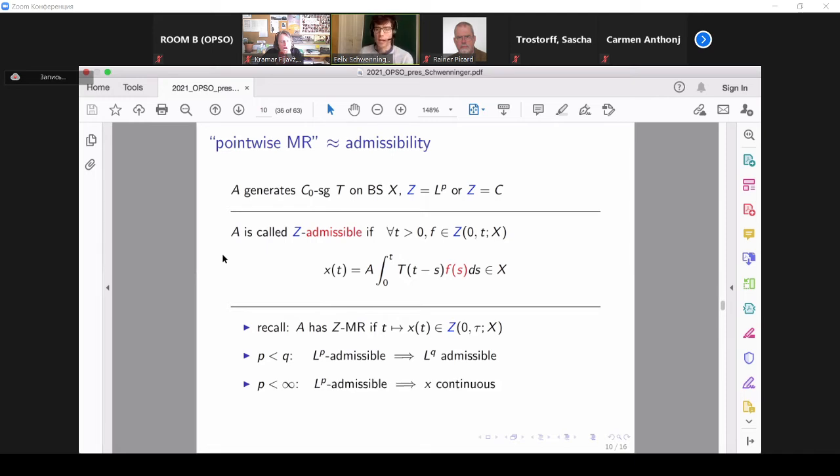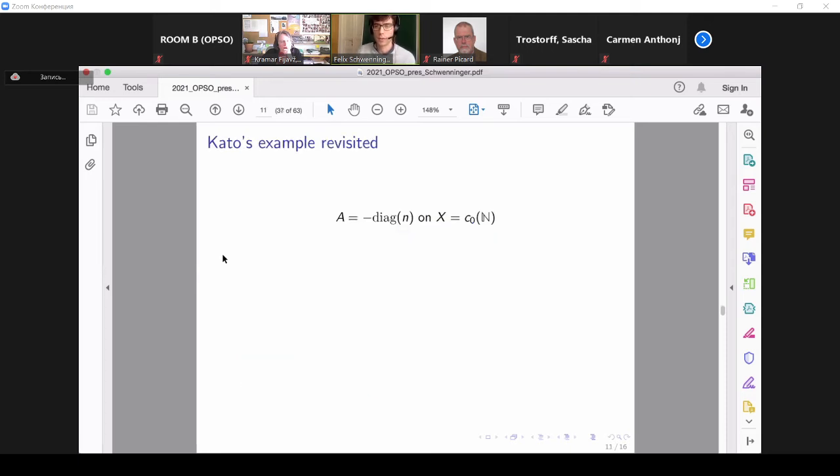This is a side remark. If P is less than infinity, then it's rather easy to see that X is automatically a continuous function as a function to X. But yeah, this is not so important.